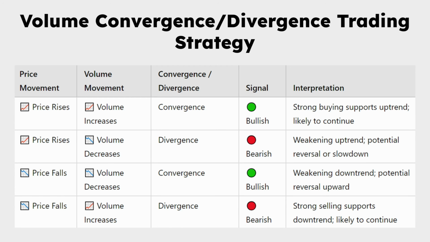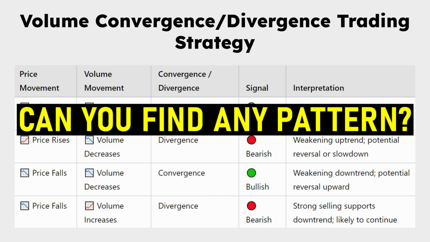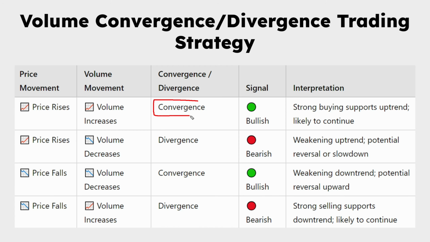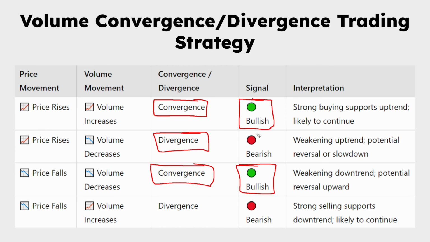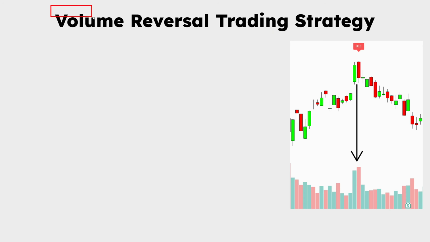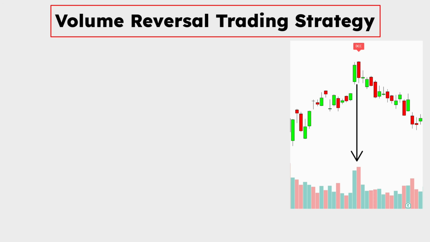And now I want to ask you guys if you can find any pattern. Well, what we can see here is that convergence, right, when volume and price go in the same direction, is bullish. Convergence bullish, convergence bullish. But what about divergence? Well, divergence bearish and divergence bearish. So here we actually see a pattern: when the price and volume go in the same direction, the signal tends to be bullish, and when the price and volume go in the opposite direction, the signal tends to be bearish.